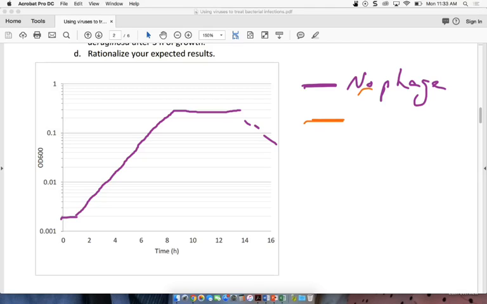Now, let's do another one with phage. We're going to see the same thing for the first 3 hours. Okay, we're treating them the exact same way for the first 3 hours. But then we add bacteriophage. What's going to happen at this point?